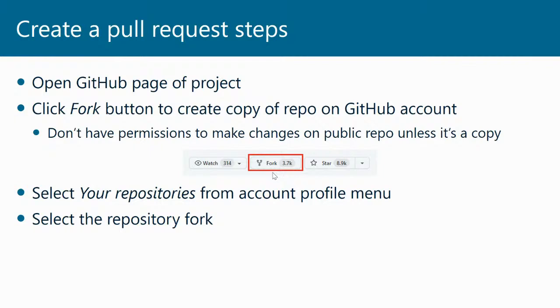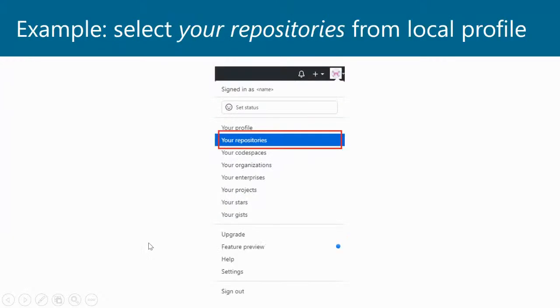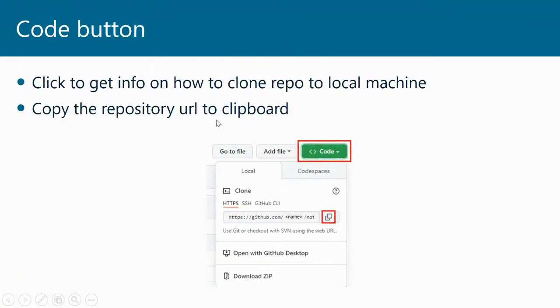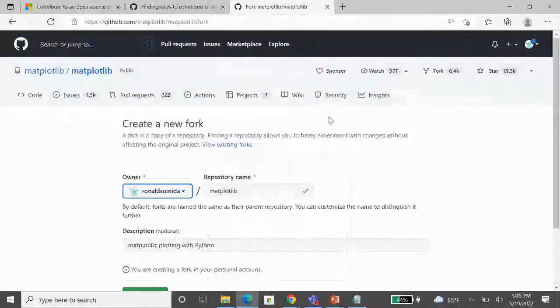You would want to select your repositories from the account profile menu and then select the repository. I didn't have to do this process. Again, a bunch of stuff is cached on my browser session, so I don't have to do that part. But you may have to do this the first time of selecting in your profile your repositories from the local profile. And then the next step, once you have done the fork.